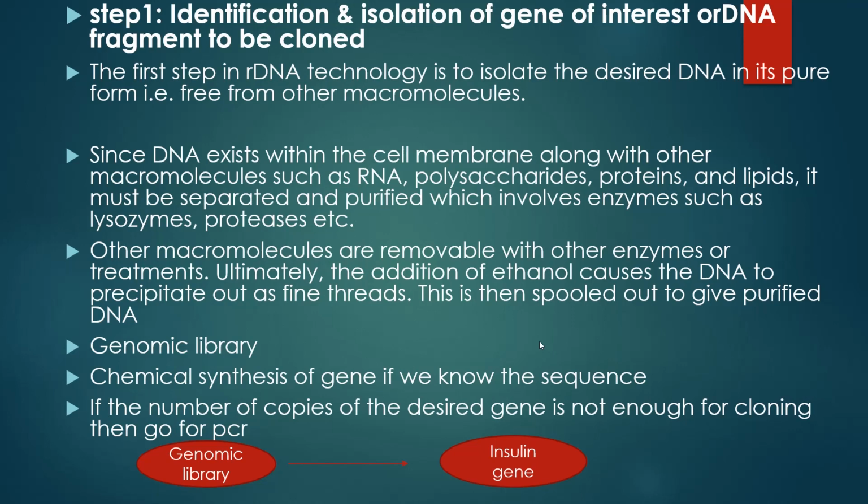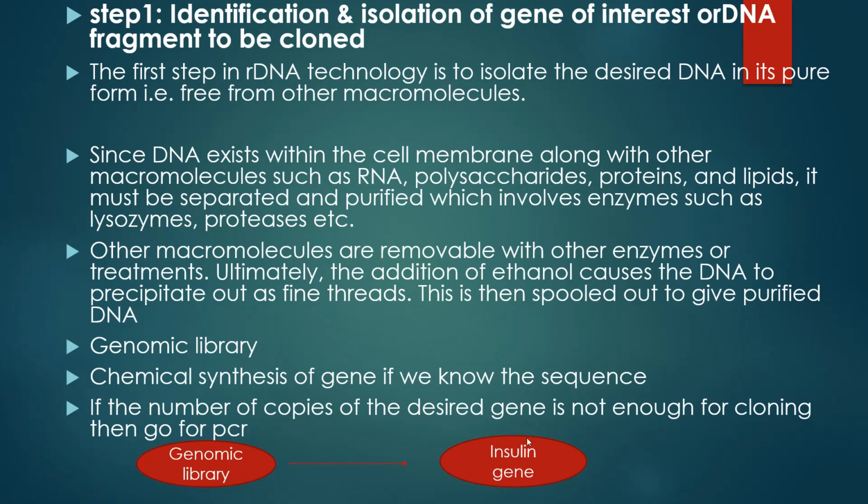So there are a number of processes to isolate the desired gene. For example, a genomic library, a cDNA library, or if you know the sequence, we can chemically synthesize the desired gene. Or if the number of copies of the desired gene is not enough for cloning, then we go for polymerase chain reaction. For example, in the case of the insulin gene, this is our gene of interest, nothing but the desired gene. This gene is isolated from the genomic library.